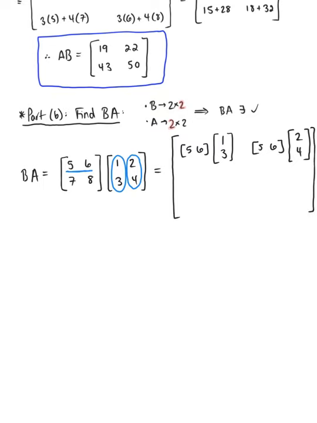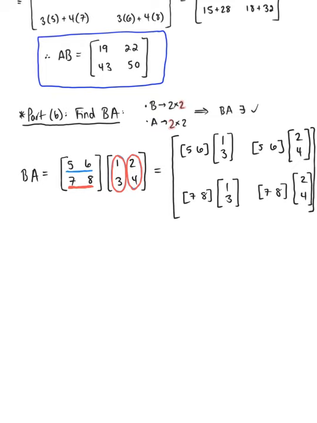And now we want to go ahead and do the same thing with the second row of matrix B. We're going to take the second row of matrix B and multiply it by the first column of matrix A. We'll then take the second row of matrix B and multiply it by the second column of matrix A. So we have the second row of matrix B, which is 7, 8, multiplied by the first column of matrix A. And then again, the second row of matrix B multiplied by the second column of matrix A.